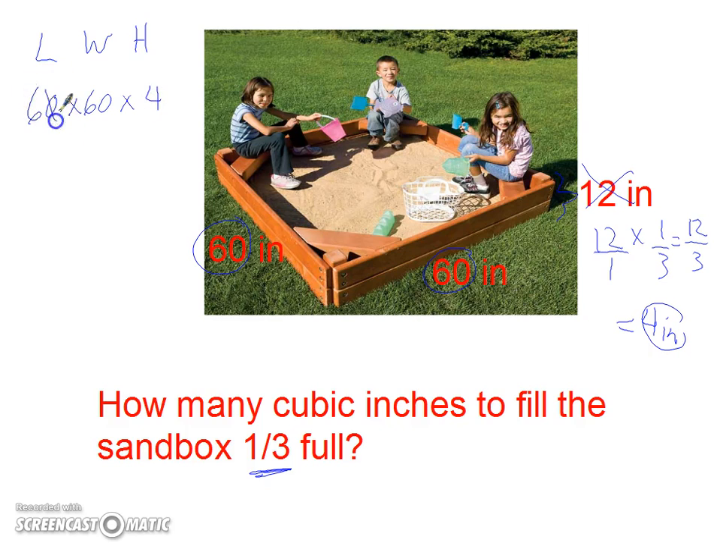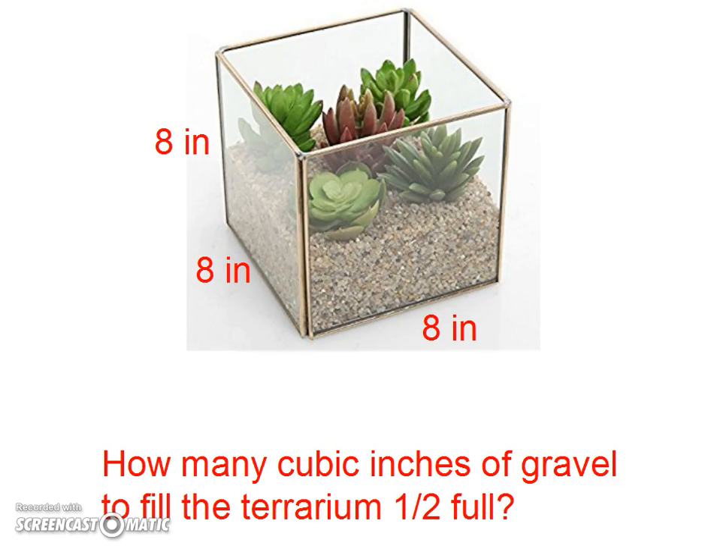I'm going to start with 60 times 60. I pin my 2 zeros. 6 times 6 is 36. So I got 3,600 times 4. 2 zeros. 4 times 6, 24. 12, 14. 14,400 cubic inches of sand to fill it 1/3 full.